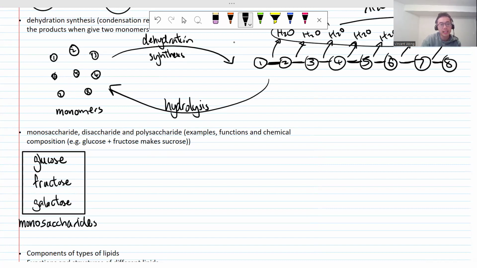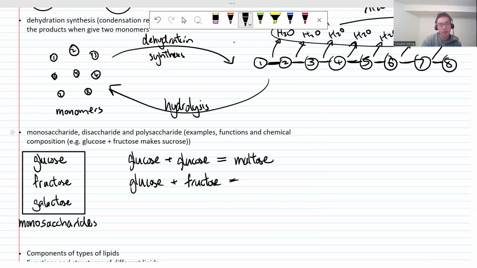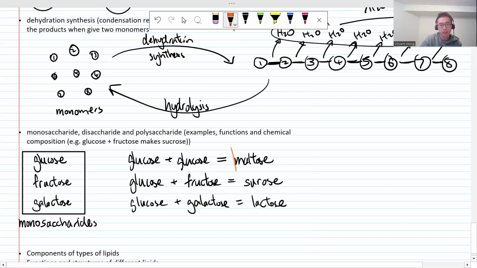And of course, we can connect them together. We can take 2 glucose and put them together. So glucose plus glucose is going to give us maltose. We can also take glucose plus fructose, and we would get sucrose. And we can also take glucose plus galactose, and that's going to give us lactose. Okay, so these here are double sugars, right?